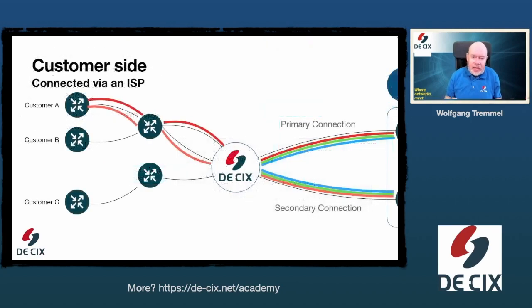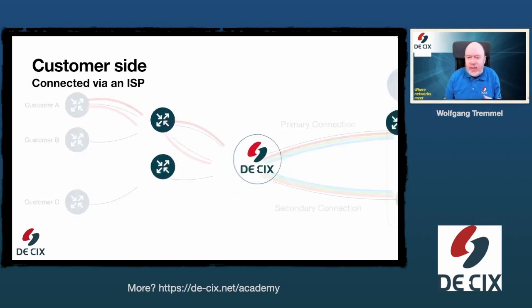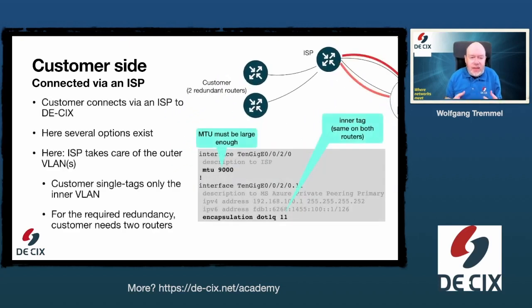So if you connect via an ISP, there are so many combinations of who can set which tag that I'm not showing them all. Here, in this case, the ISP takes care of the outer VLAN and the customer sets just the inner VLAN. So the customer sets the inner VLAN tag and the ISP adds the outer tag before handing over the frames to DKIX. But the outer tag also has to be there once DKIX receives the frames. And like I said, there are multiple more options.